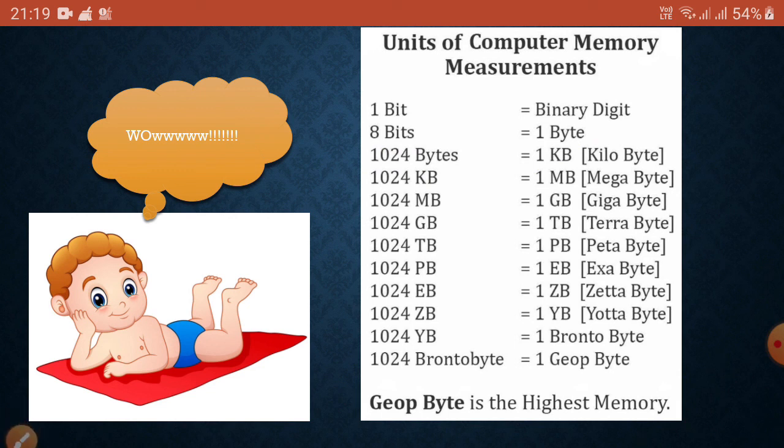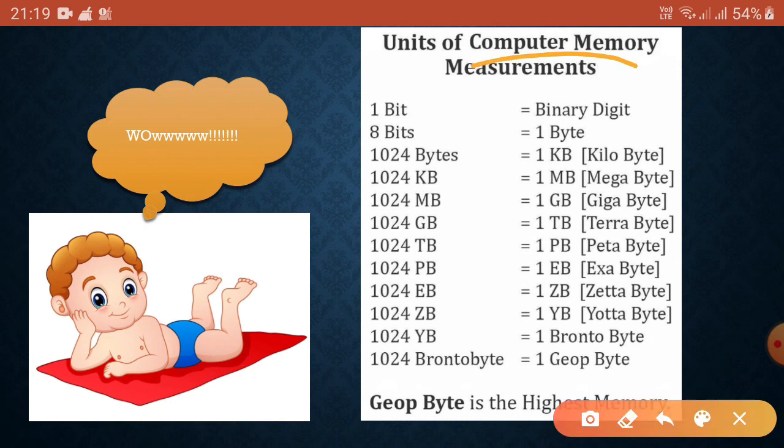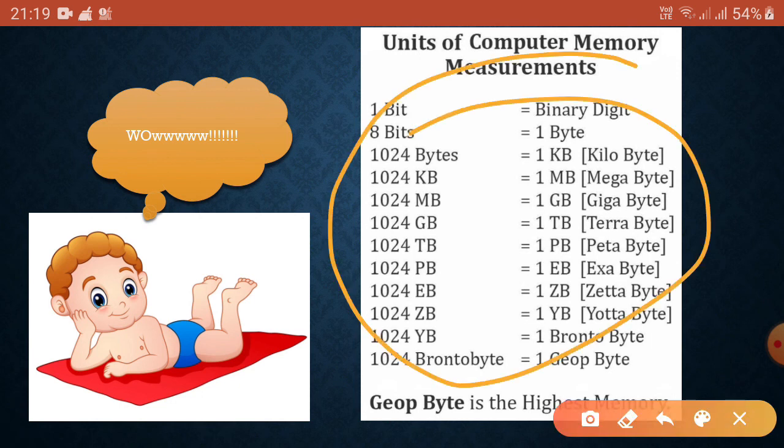Already we are very much familiar with all these terms: kilobyte, megabyte, gigabyte, terabyte, petabyte, exabyte, zettabyte, yottabyte, brontobyte, geobyte. So geobyte is the highest memory, and bit is the smallest memory. Got the idea? Okay, so you have to learn this.